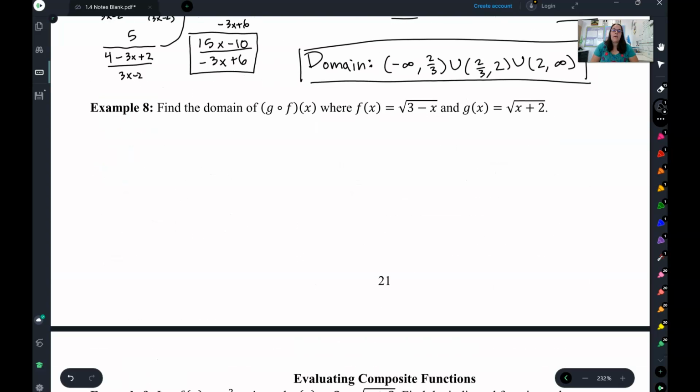So I'm going to have you start example 8 on your own. First off, I want you to find g of f of x by yourself. Then come back and we'll find the domain of the inner and the domain of the final together, and put the domains together. So you're right now just finding g of f of x, and then you'll come back and check to see how you did.